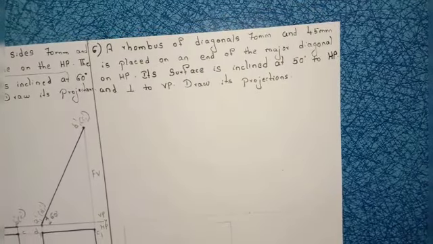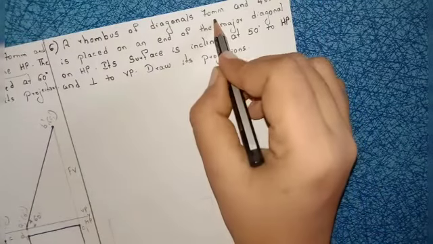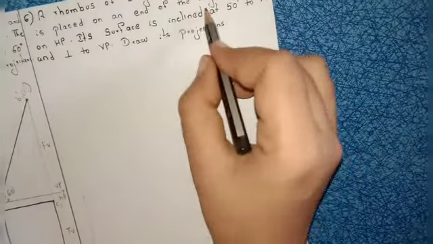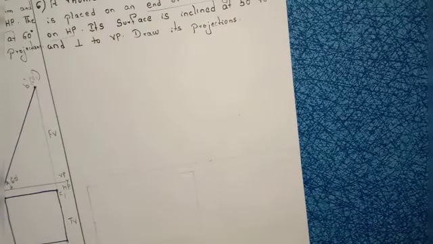In order to construct the rhombus, first we can construct a rectangle. First we have to construct the rectangle, right? So length 70, breadth 45. The condition is that the end of the major diagonal is on HP. So let us see how to construct this one. First construct the rectangle.